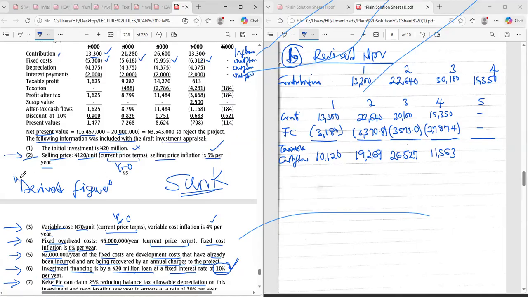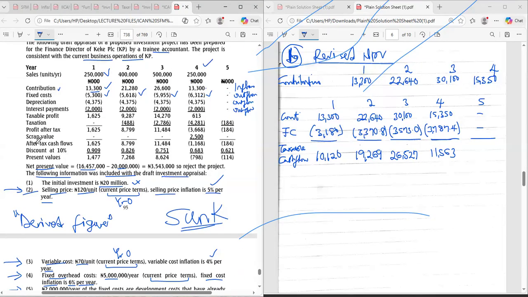Okay, what is a derived figure? Exactly. So profit after tax is a derived figure, abi. What again is a derived figure here? After tax cash flow is a derived figure, abi. Those are it. So this one is our discount factor. So forget about this part. So these two are derived figures, abi. So the only figures that we have there are scrap value and what? Taxation, abi, because this is where we are now, taxable profits, which we are calling our taxable cash flow. So the only figures that are there are taxation and scrap value.